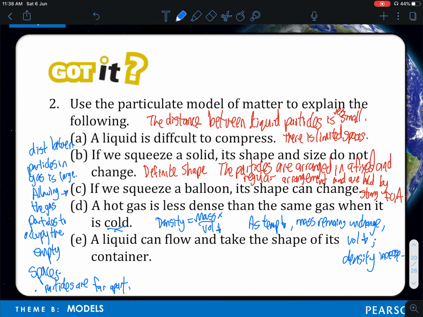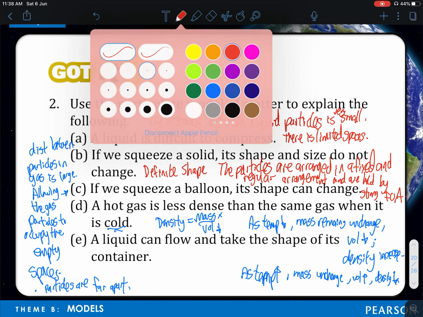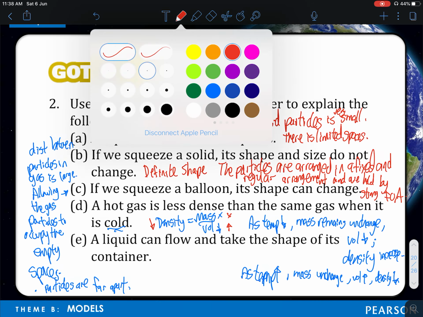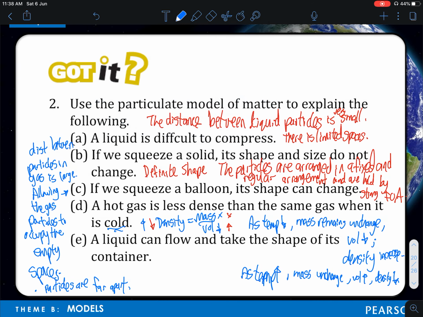Similarly, you can also explain that as temperature increases, because of hot gas, mass is unchanged, volume increases. Therefore, density decreases. So for hot you'll be in red. So again, mass never changes, volume increases, density would decrease because it's a math thing. Okay, you can put in numbers to double check. So that's that, and hence it is less dense.